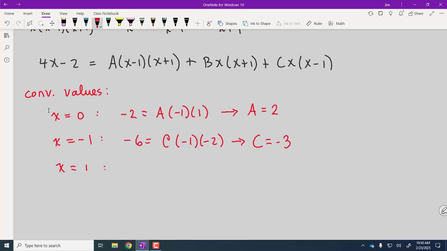Now we plug in 1 across the board. 1 on the left, 4 minus 2 is 2. 1 on the right, gone. 1 minus 1 is 0. Gone. 1 minus 1 is 0. So we're plugging our 1 in just here. We're going to get b times 1 times 2. So we're going to end up with b is equal to 1.